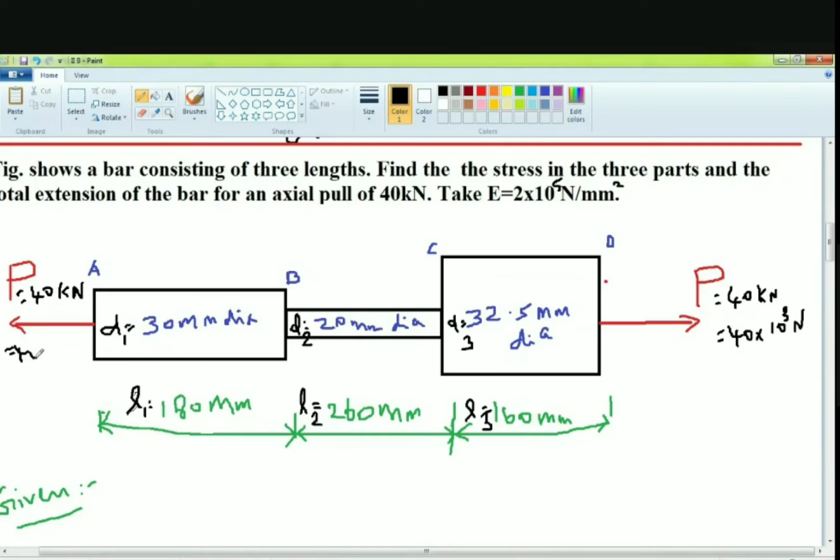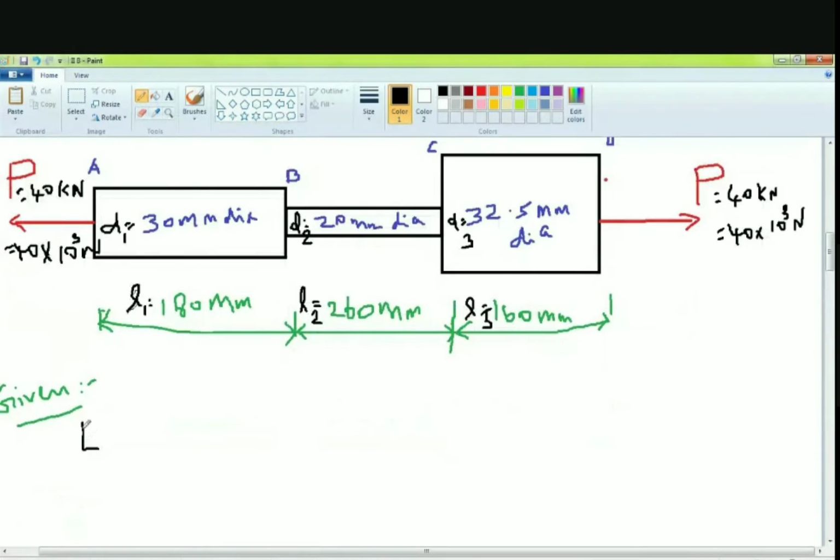So I marked everything in the diagram itself. I don't want to waste my time on the given data side. In exam time also you can mark like this. And then only one thing we have to write in the given data, that is Young's modulus, because we cannot write it in the diagram. So we can write here 2 into 10 to the power 5 Newton per mm squared.